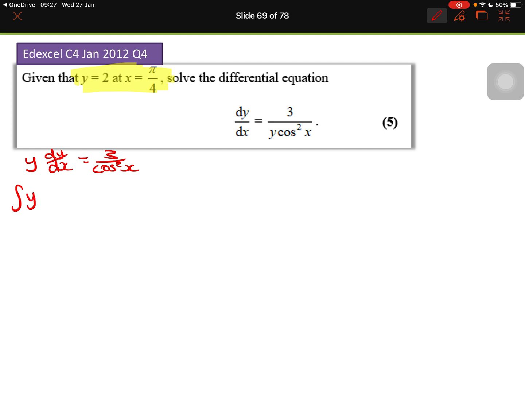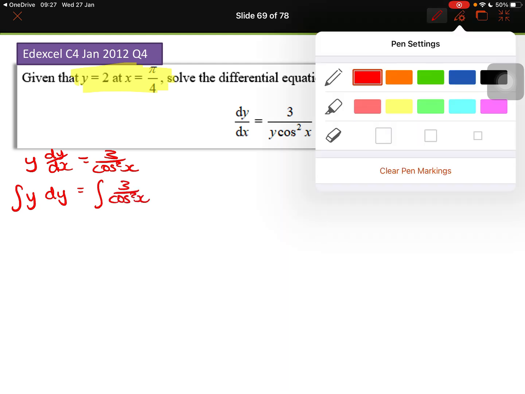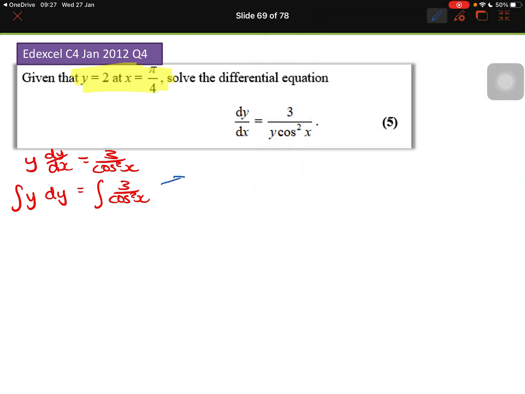So I can integrate y. That's going to end up being with respect to y because the dx's will cancel. Equals the integral of 3 over cos squared x. Now I don't want to integrate 3 over cos squared x. So I'm just going to change this to, instead it's going to be the integral of 3 sec squared x. Okay, because sec squared I know I can integrate because that is in the formula book. Okay, so the integral of 3 sec squared x with respect to x gives me 3 tan x. So you've got to make sure you use your formula books, guys.